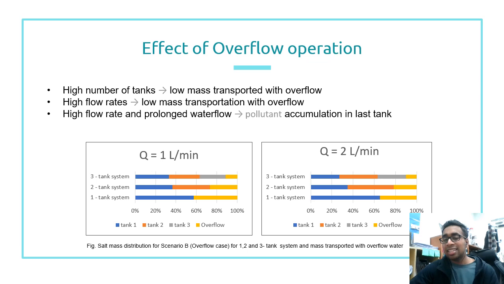And with the changing flow rates, less mass transportation with overflow has been observed. You can see that with high flow rates, not much has been taken out with the water flow for the one tank system. I think it's because of high advective force, there's better mixing. So because of the mixing, the overflow water is more diluted. I mean, the concentration gets more diluted with the overflow, and then the diluted concentration goes out. So it's the same with the two tank and three tank systems as well.